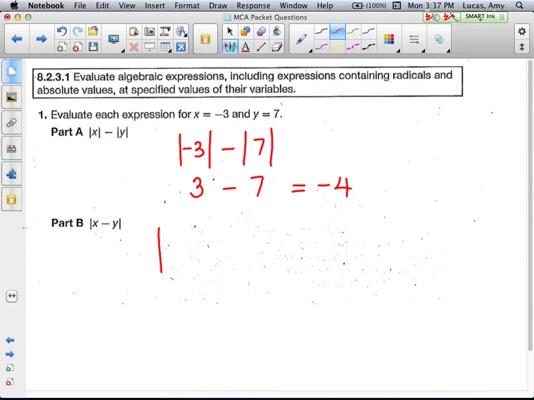Now on part B, I've only got one set of absolute value bars, so it's x minus y. This is a different problem than the first one to simplify, because within those bars, -3 minus 7 is -10, then the distance from 0, -10 is 10 units away from 0. So it makes a difference that we had separate absolute value bars around each number versus the difference x minus y in one set of absolute value bars. So we have two different answers here.